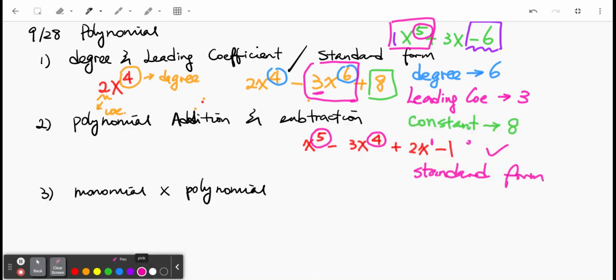If you see something like x to the power 2 minus 3x to the power 5 plus 1, you see the first degree is 2, then it goes up to 5, then goes down to the constant, which is 0. Then it's not in descending order. So it's not standard form.